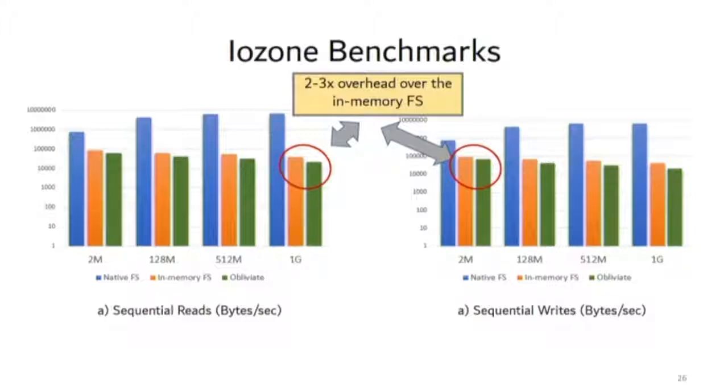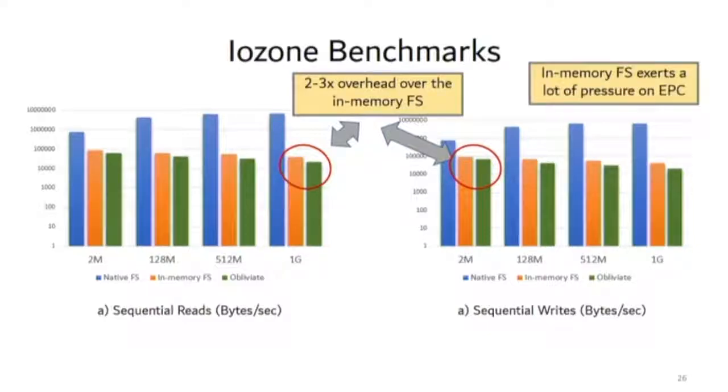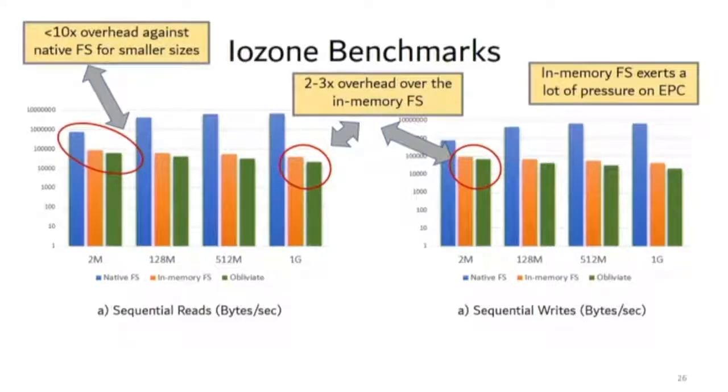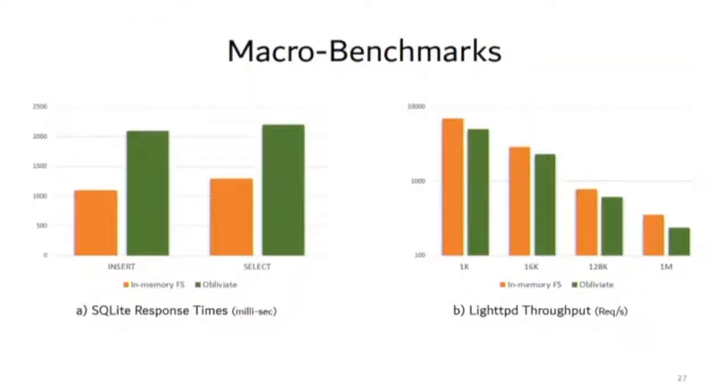The reason for that is that the in-memory file system is extremely slow. If you keep everything within the enclave, that is not a good approach, because the enclave has very small physical memory, and the in-memory file system exerts a lot of pressure on it. When we're comparing very small file sizes, we are even comparable to the native file system. But when we go to larger file sizes, we lag behind by a degree, which is expected because the native file system is completely insecure.